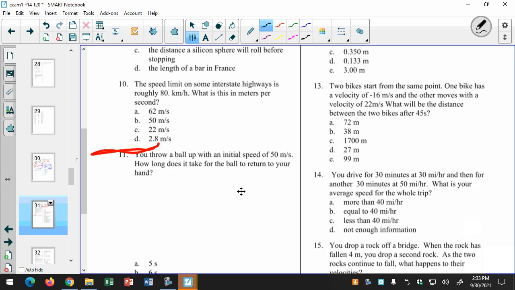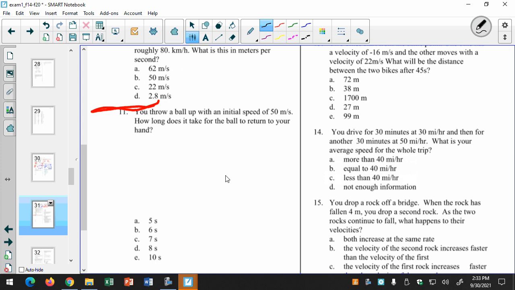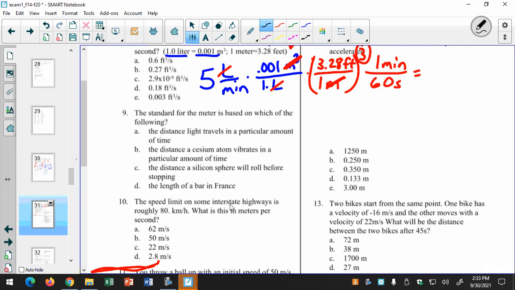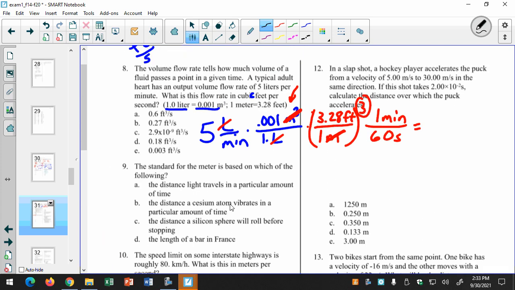Number 11 here gets into chapter 2 questions. This will be your free response, for example. Number 11, you will have some calculations in the multiple choice for kinematics, like number 12, for example. Can we work through number 12? Is that okay? All right.